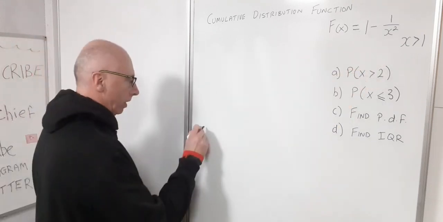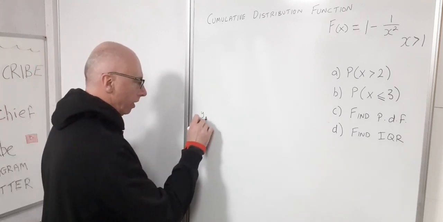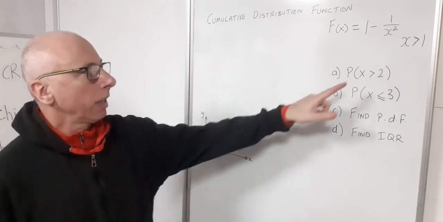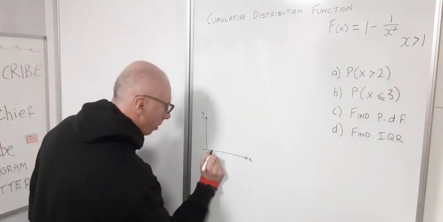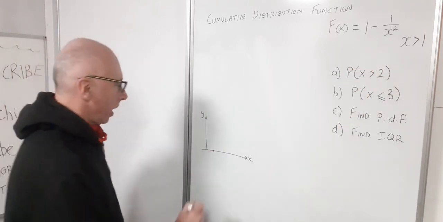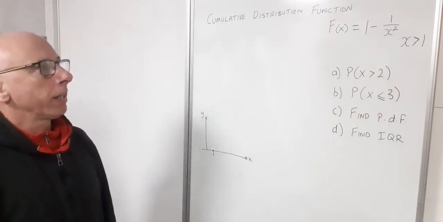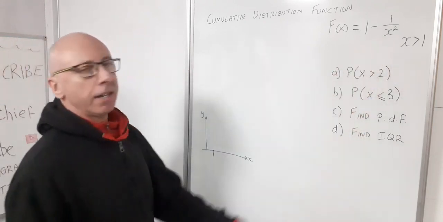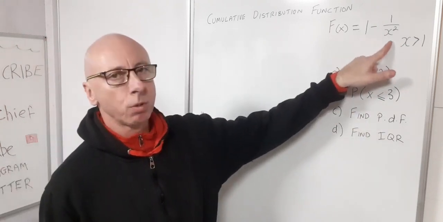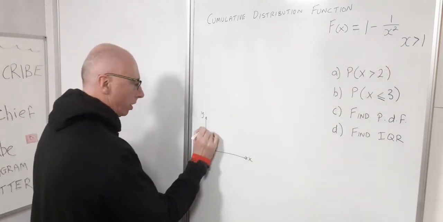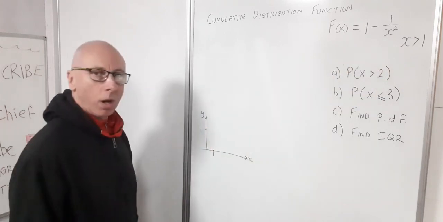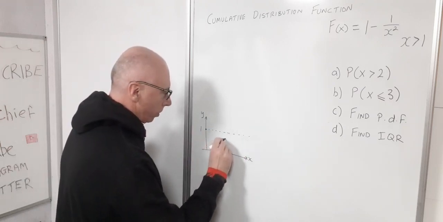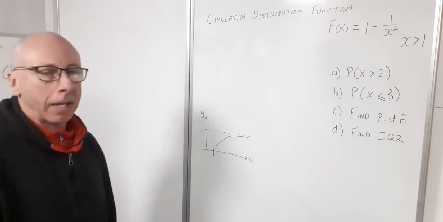So let's just graph it. If you've got our y-axis here, and this is our x-axis. Now, x is always greater than 1, so we're interested in this point here onwards. Now, 1 minus 1 over x squared, when x is 1, this will be 0. And as x gets larger and larger, it will approach 1. So on our cumulative distribution function here, we've got our value 1, we draw a dotted line across. The cumulative distribution function will follow that kind of a pattern.